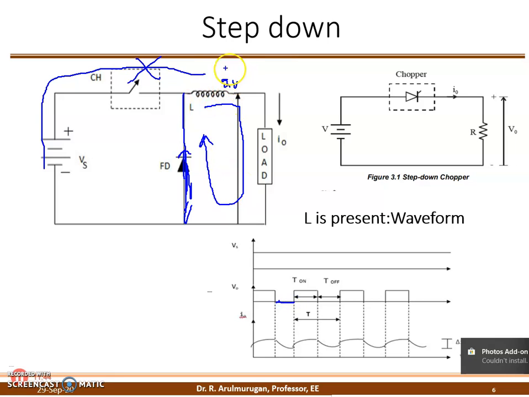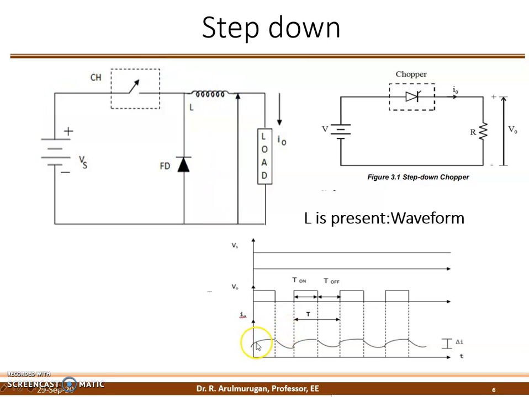The inductance stored charge in mode 1, and then during mode 2 it discharges. Mode 2 conditions start discharging. That's all, this is very simple. So mode 1 is charging, mode 2 is discharging.